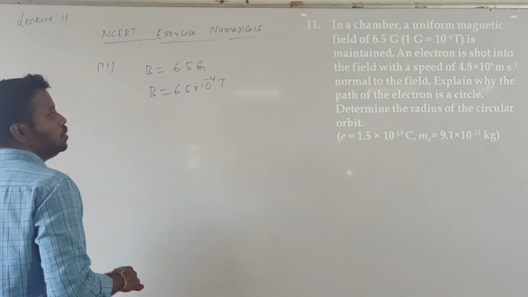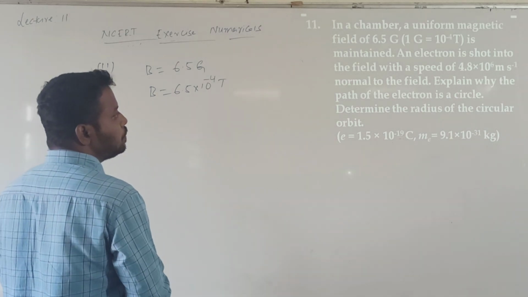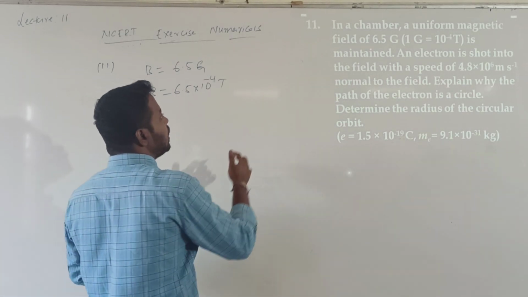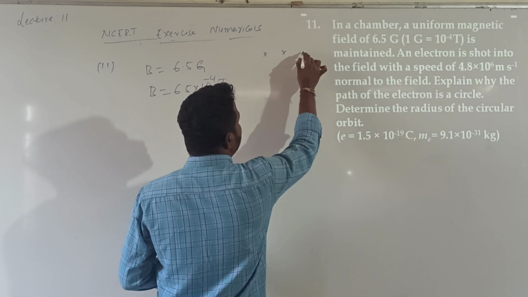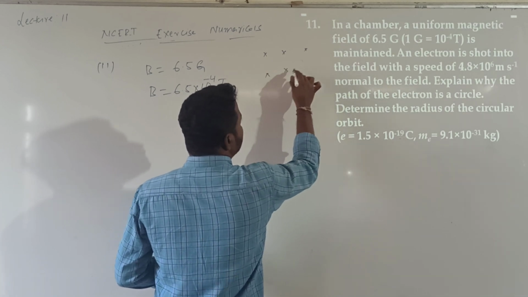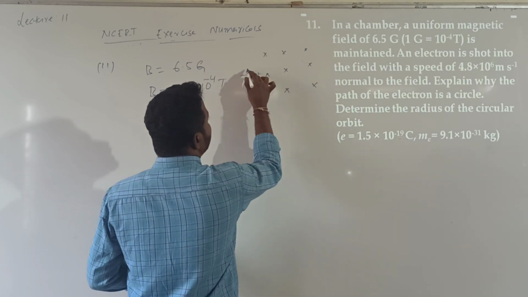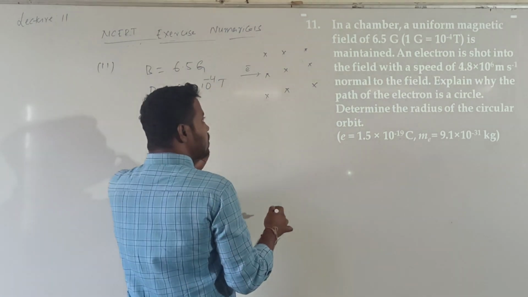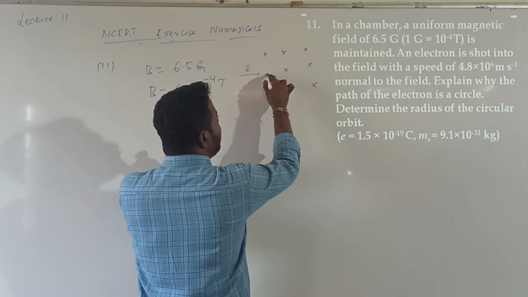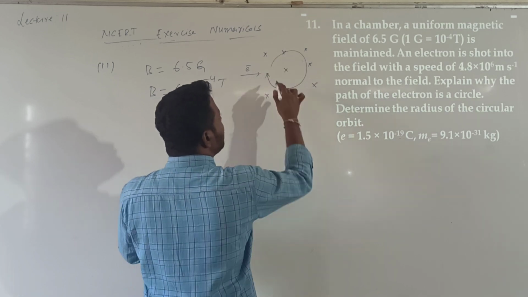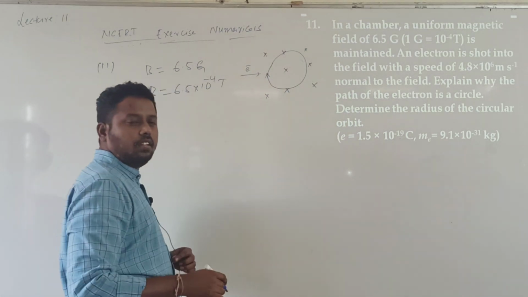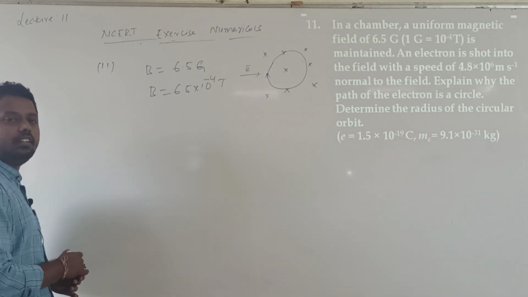So an electron is shot into the field with a speed. Actually, what happens in space is that there is a magnetic field, for example, which is perpendicular to the plane, passing inward. Now one electron is shot into this. The electron enters the field perpendicularly. When it enters the field perpendicularly, what is the path followed by the electron?